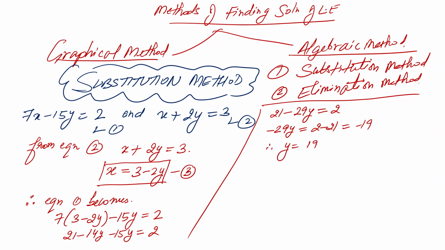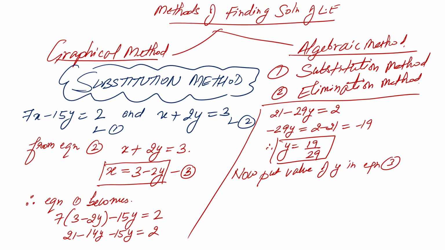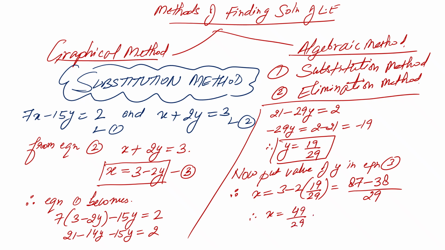Therefore y will be equal to plus 19 by 29. देखो नेगेटिव नेगेटिव कैंसिल हो जाएगा और y की वैल्यू आ जाएगी। अब ये y की वैल्यू हमें कहां पुट करनी है? 3 में। Now put the value of y in equation 3. So therefore x की वैल्यू क्या आ जाएगी? 3 minus 2 into y, that is 19 by 29. एलसीएम लेंगे, एलसीएम आ गया 29। 29 into 3 is 87, 87 minus 38. So therefore x will be equal to 49 by 29, right?